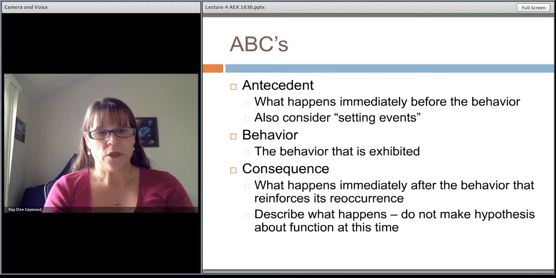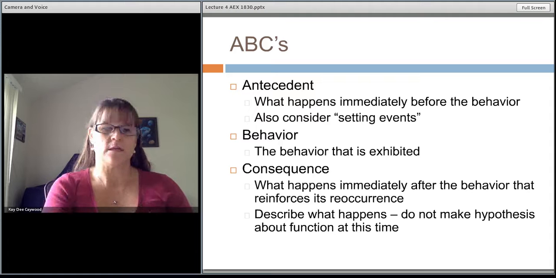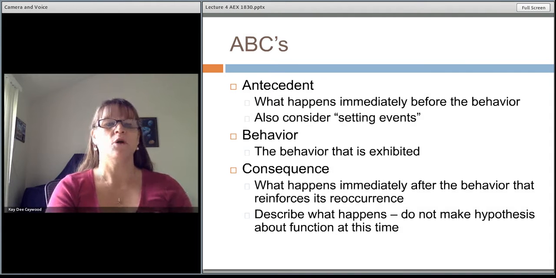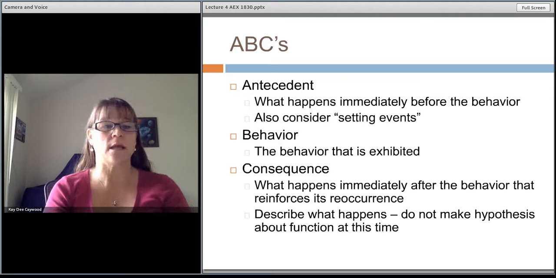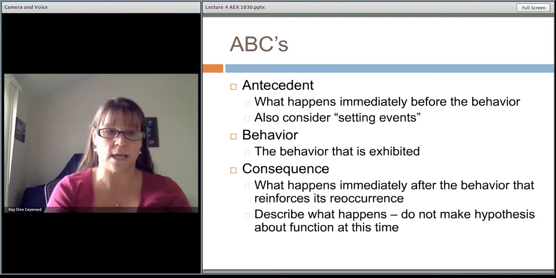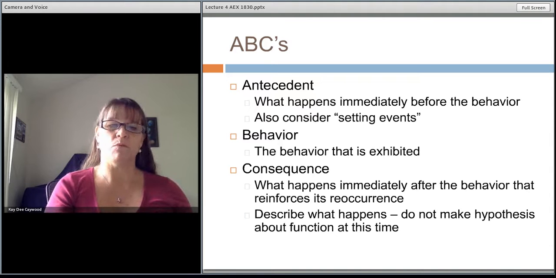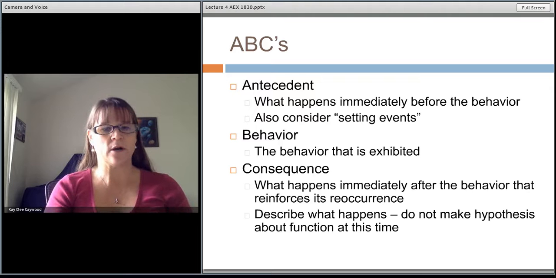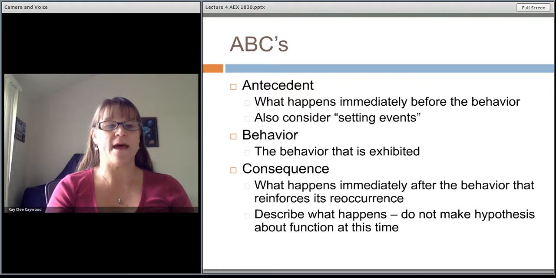It's also important, though, when looking at the antecedent, to consider things that are called setting events. And setting events are things that might happen before that specific antecedent that make the behavior more likely to occur, or the antecedent more likely to trigger the behavior. So a setting event might be something like the student is hungry, or they didn't get enough sleep last night, or they didn't take their medication, or they had a fight with a classmate. So it's something that happens before the actual trigger that makes it more likely for that behavior to be triggered.